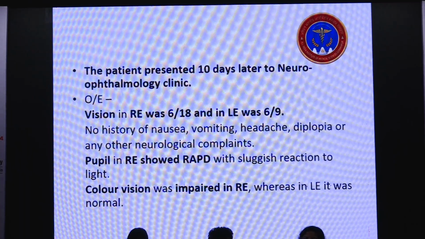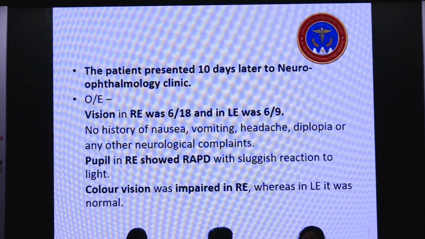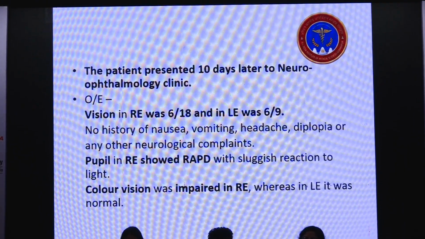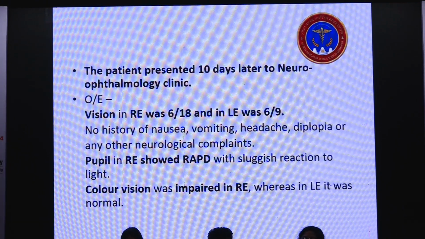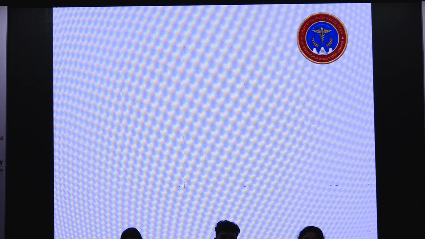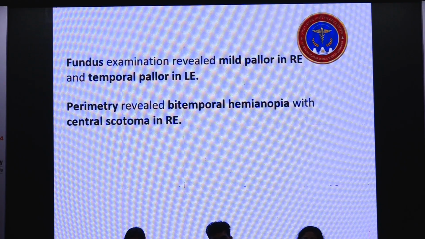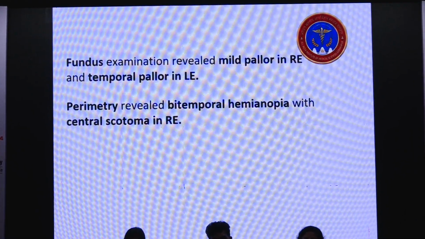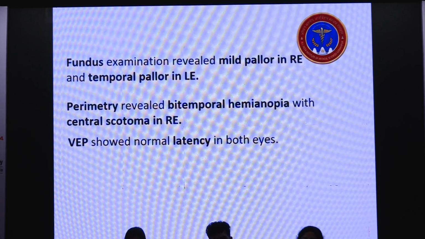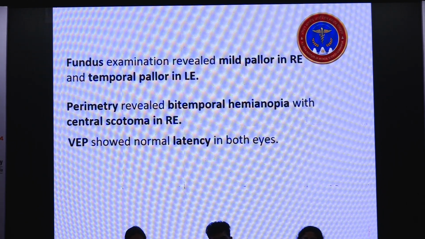On examination here, the vision had improved to 6/18 in the right eye, and in the left eye, the vision was 6/9. But we found other findings also. There was no history of nausea, vomiting, headache, diplopia, or any other neurological complaints. The pupil in the right eye showed RAPD with sluggish reaction to light. Color vision was impaired in the right eye, whereas in the left eye it was normal. Fundus examination revealed pallor in the right eye, but there was also temporal pallor present in the left eye. Perimetry revealed bitemporal hemianopia with central scotoma in the right eye. VEP showed normal latency in both eyes.